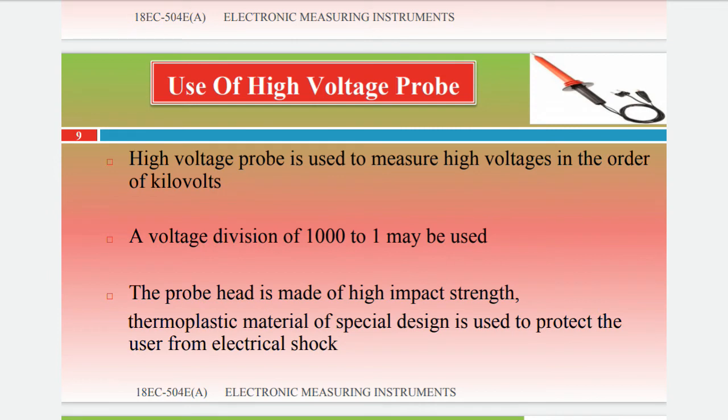The probe head is made of high impact strength thermoplastic material, which is of special design used to protect the user from electrical shock. That means the probe head is made of thermoplastic material to protect the user from the electrical shock.